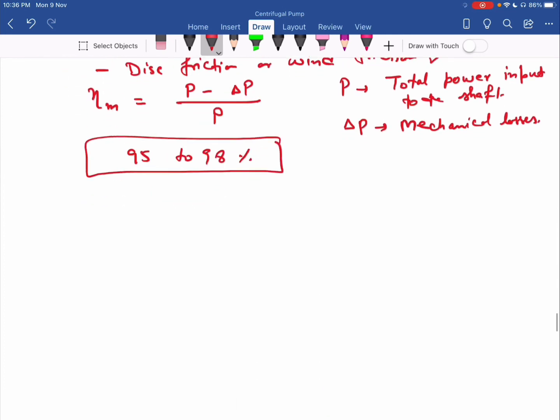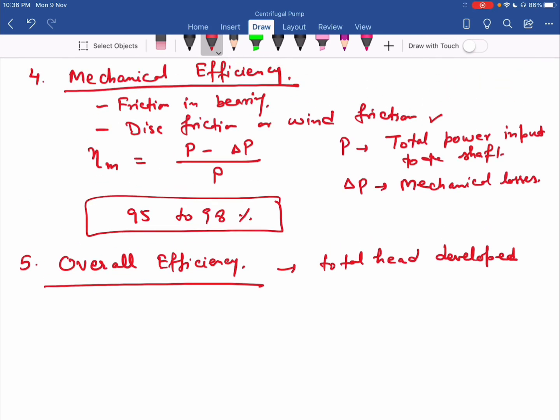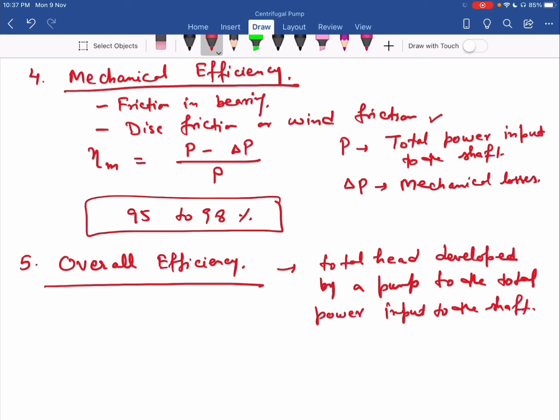And the last efficiency is the overall efficiency. That accounts for all the losses in the centrifugal pump, and it is the ratio of total head developed by a pump to the total power input to the shaft. So I can write my eta O equal to wQH divided by P.